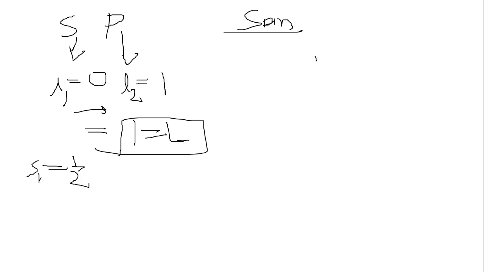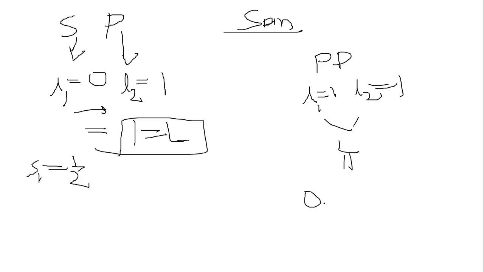But if we talk about P, then here L1 is 1, L2 is 1. So the resultant L will be how much? By vector addition, it will be 0, 1 and 2, because 1 minus 1 is 0, 1 plus 1 is 2, and we will go either from this direction.